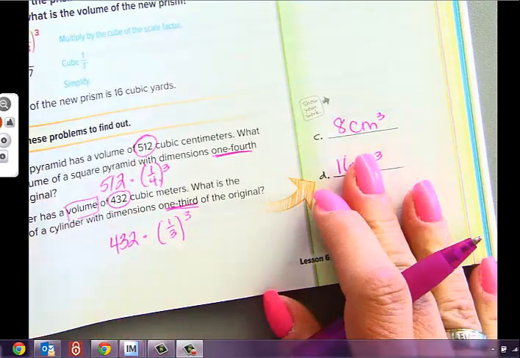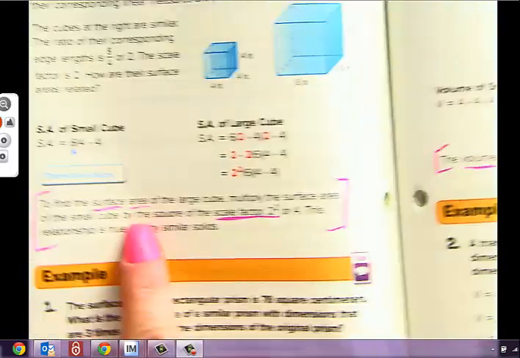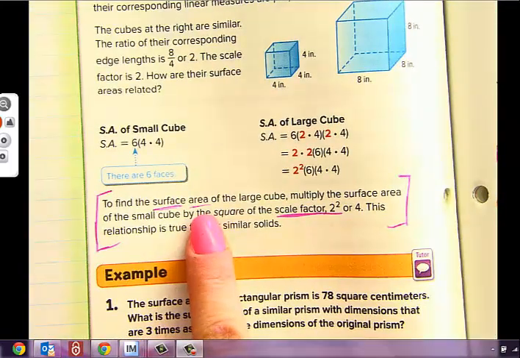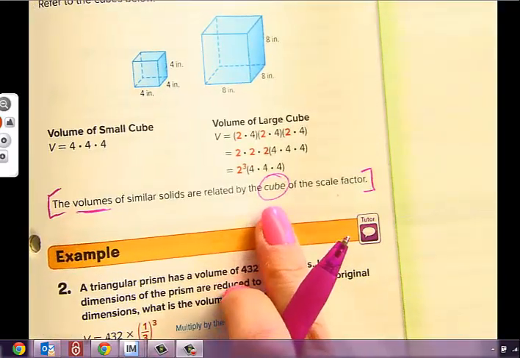Just remember that if you're working with surface area, you're going to square the scale factor. If you're working with volume, you're going to cube the scale factor. And that's the main parts of this lesson.